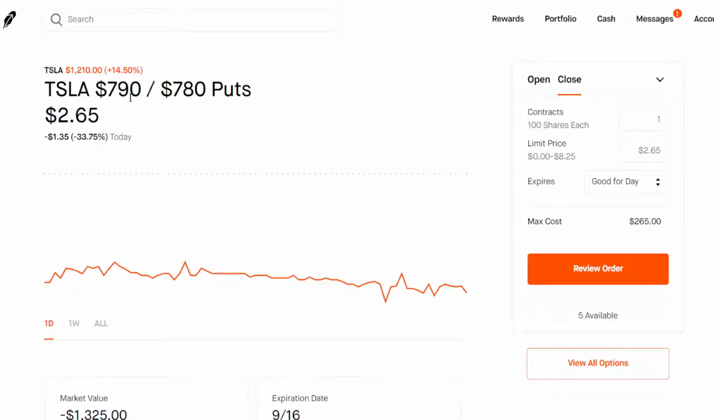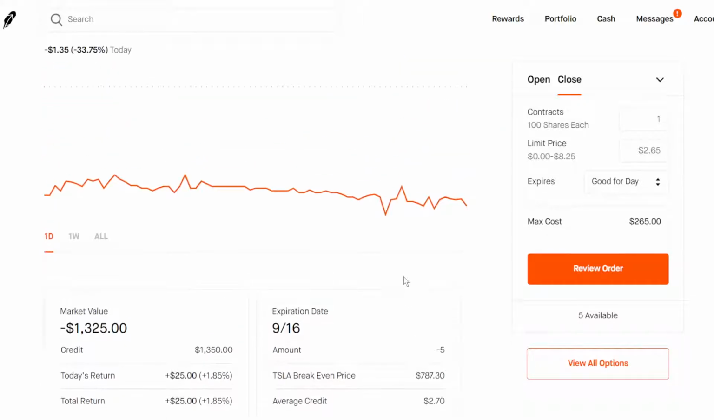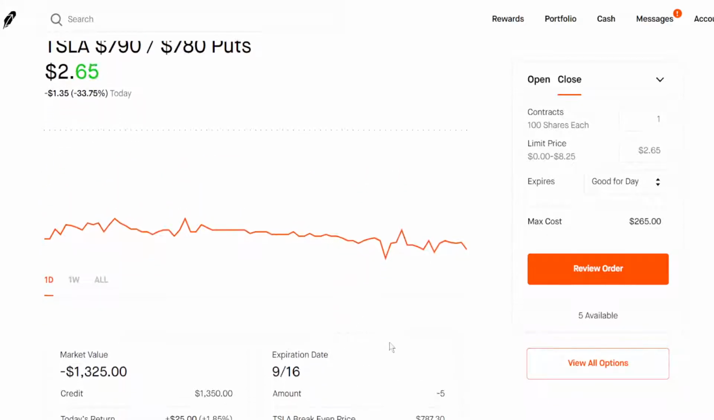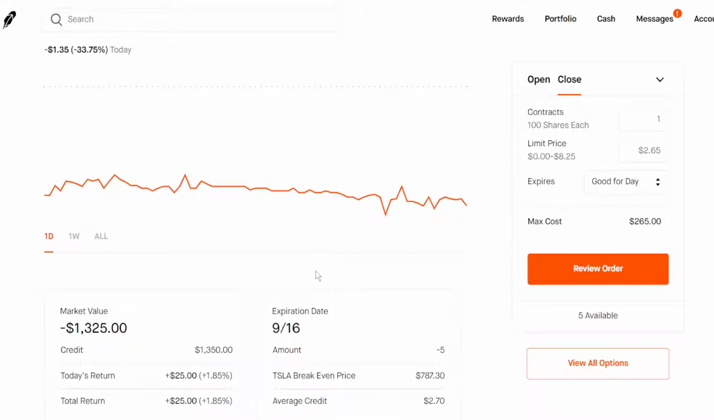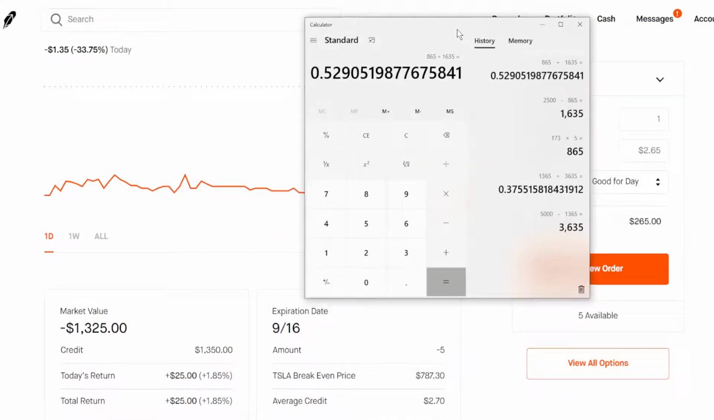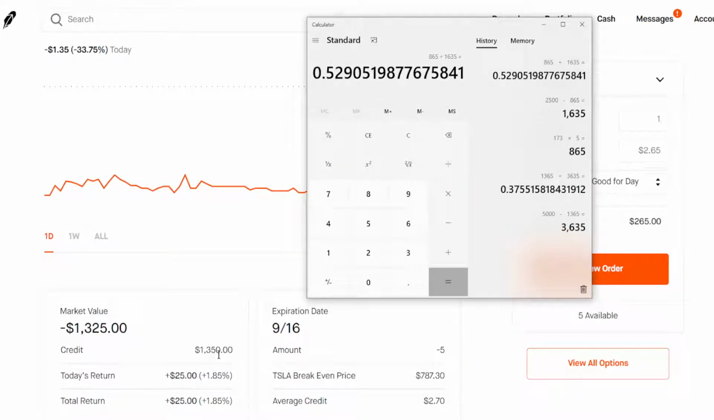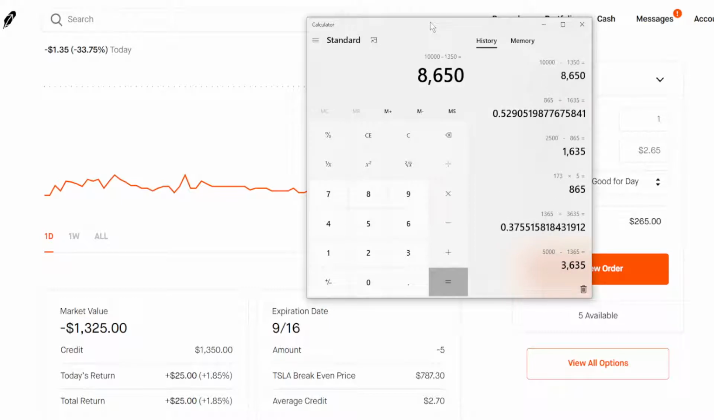Next, the last trade we have is going to be the Tesla put credit spread. Pretty safe strike, honestly. The stock has to drop almost 50% in order for us to lose money on this. So we opened up five of these bad boys, putting down a collateral of a little under $10,000 because of the credit received. We received $1,350. So it's going to be $10,000 collateral minus our credit received, $1,350.